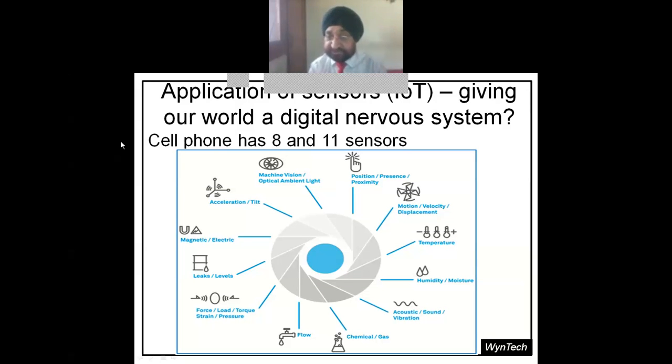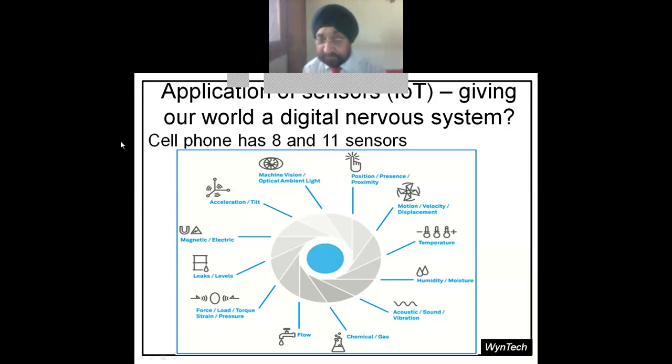Humidity and moisture sensor is there. GPS, global positioning system is there. And you can read, there's a liquid level sensor. Force, load sensor, torque sensor is there. Acoustic sensors are there, which capture your voice and other things. So these are the 8 or 11 sensors. I mean, not every phone has 8 or 11. There may be 12, there may be 7 different sensors. So these are the sensors which are already available in our mobile phone.